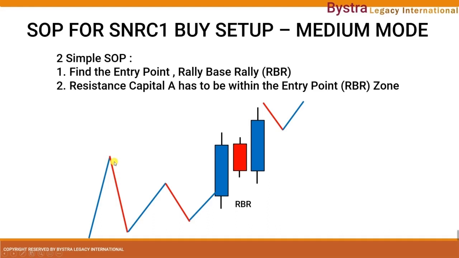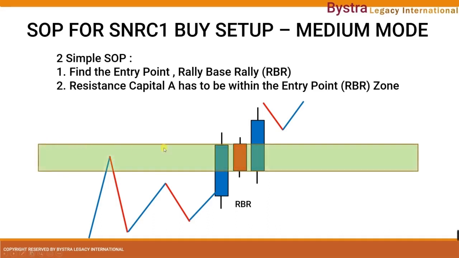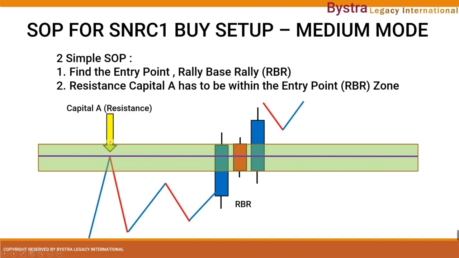Now, first of all, what we should do is mark the zone of the entry point. In this case, this is the rally base rally. Why do we want to mark the zone? So that we can know whether the capital letter A is inside the zone. In this case, we can see that this capital letter A is inside the zone. Therefore, we will mark the horizontal line. As we can see here, this is the capital letter A, the horizontal line, and it is inside the body base of the entry point.